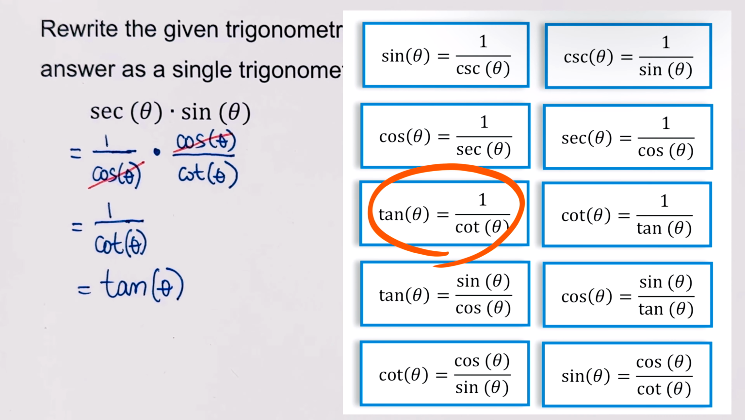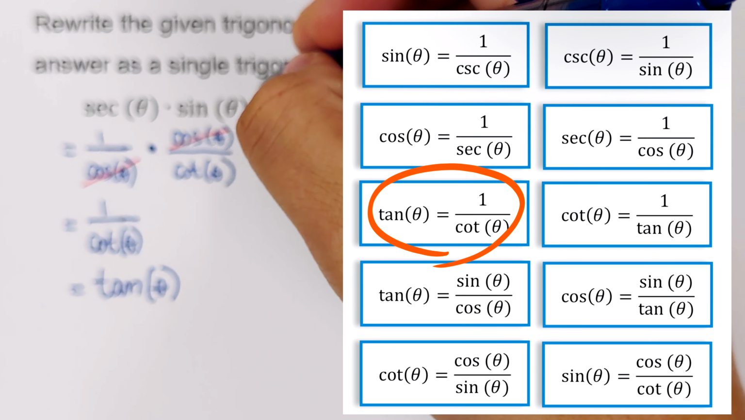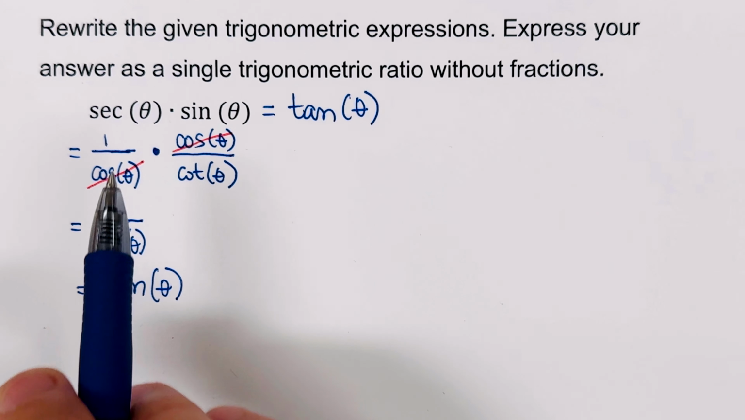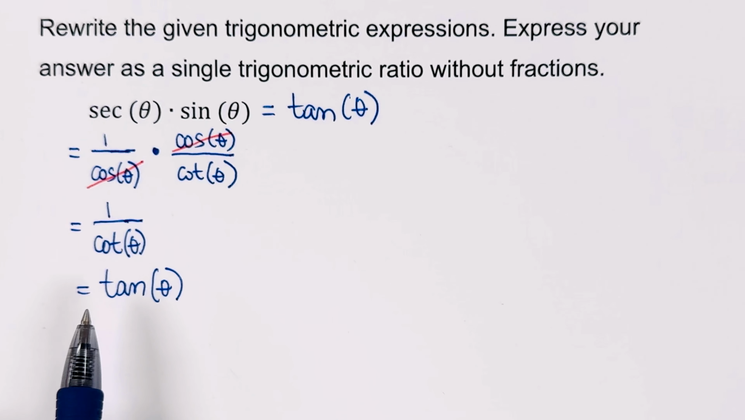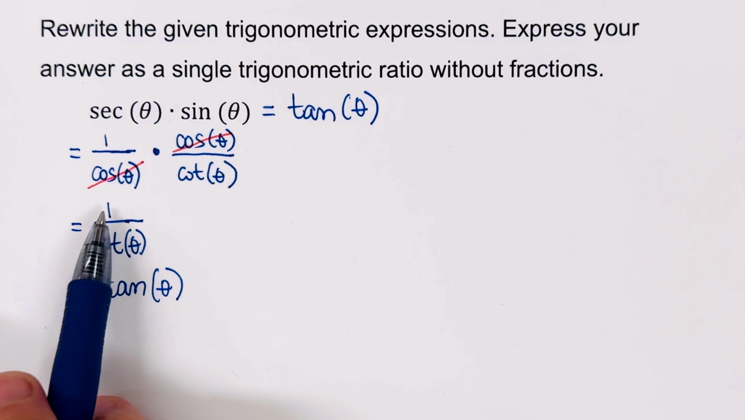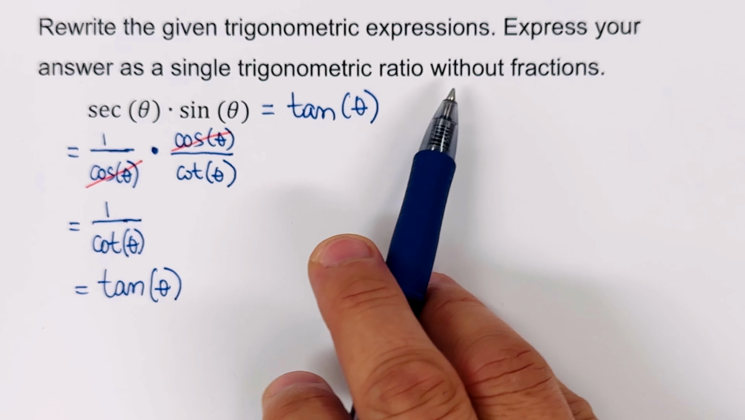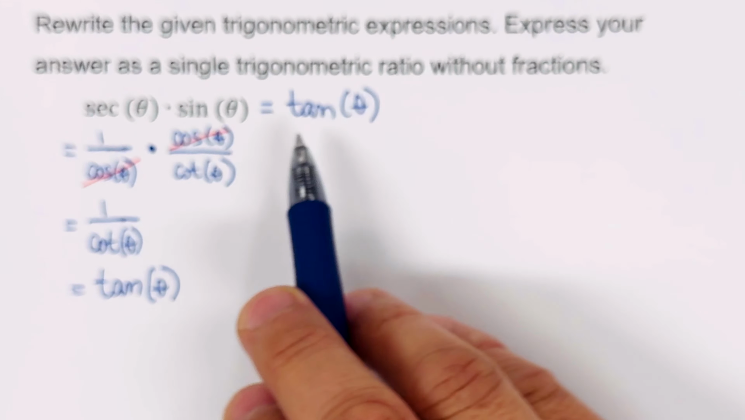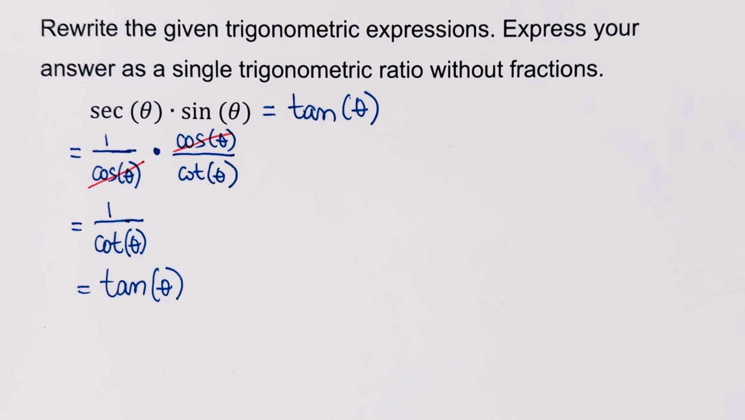So then we can go ahead and say that this whole expression that we have right here is equal to tangent theta. If you notice, this expression that we have right here was transformed into one single trig ratio without a fraction. If you stop right here, that is still a fraction. You still have to simplify it so that it doesn't have a fraction. So that is equal to tangent theta. So this whole thing right here is equal to tangent theta. Now let's have another example.